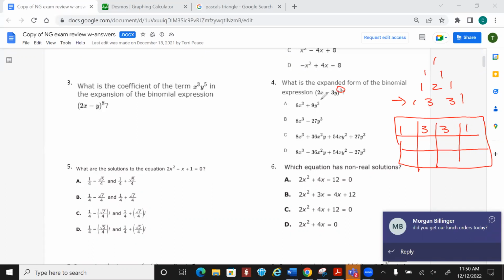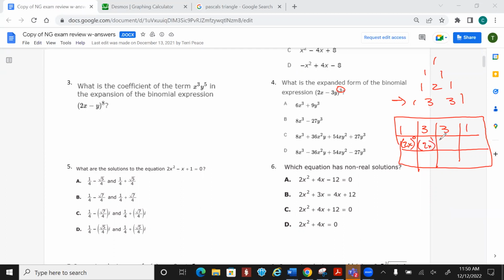Okay. We're going to take the first term and raise it to the 0 power. And then we're going to raise it to the 1st, 2nd, 3rd, and then we're going to take the second term and put it in the 1st, 2nd, 3rd, 1st, 0.